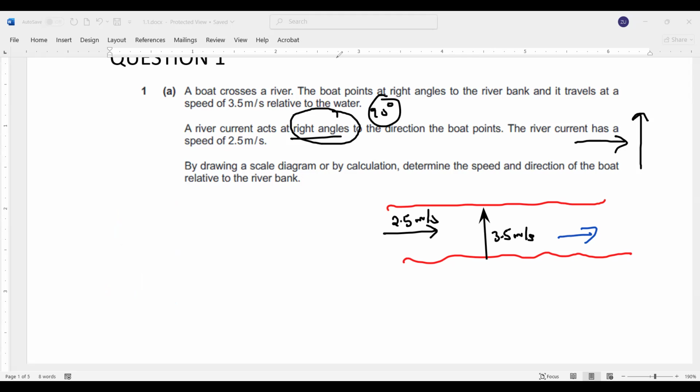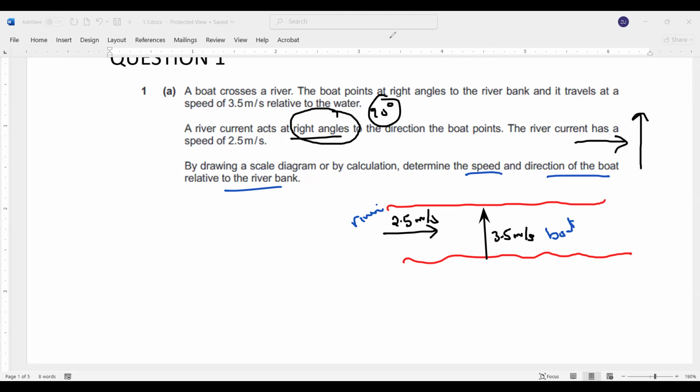Okay. Now the question is, we need to determine the speed, the magnitude and the direction of the boat relative to the river bank. So I need the angle from the river bank. Which vector should I draw first, 2.5 or 3.5? This is the speed of the boat, and this is the river current, the flow of the river. 2.5, because the question is to determine the speed and the direction of the boat relative to a river bank. That vector is the direction I need the resultant from. The river bank will definitely be the same as the direction of the river.